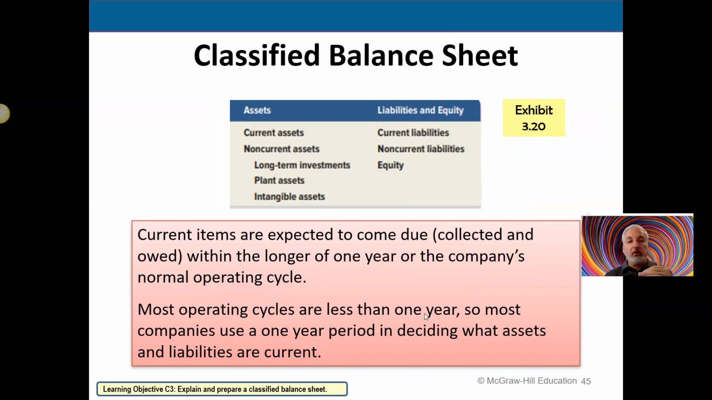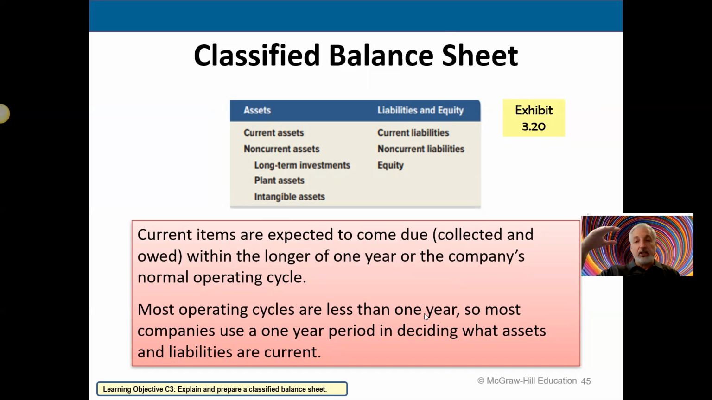the equipment, the vehicles. By the way, land is never depreciated. Just to make you aware, buildings are depreciated, equipment is depreciated, vehicles are depreciated. Land supposedly keeps its value, but that's for accounting purposes. Intangibles are all long-term assets. You're going to benefit for more than a year.